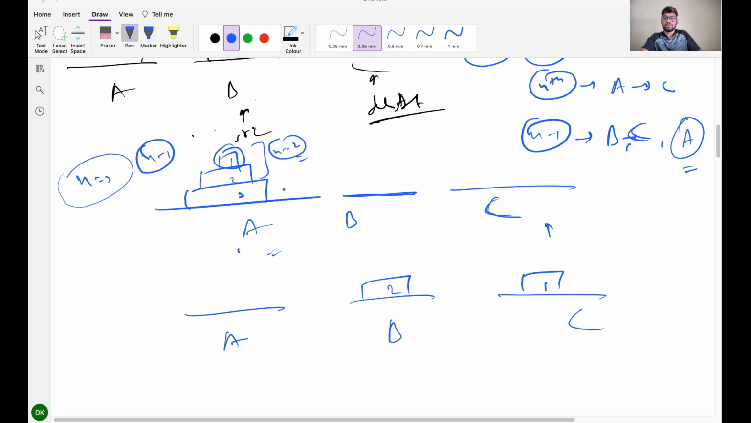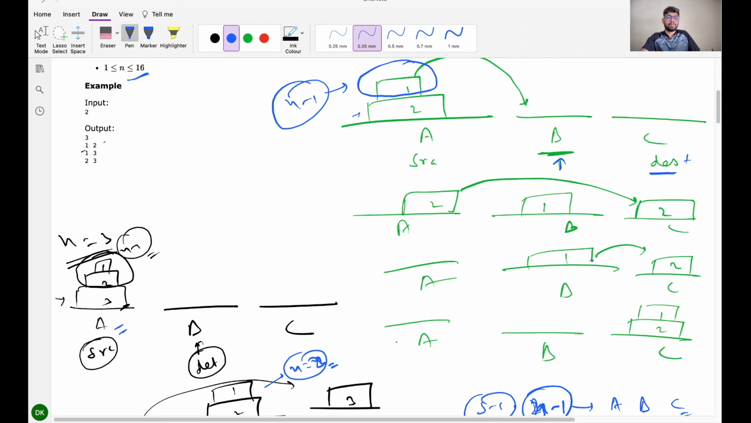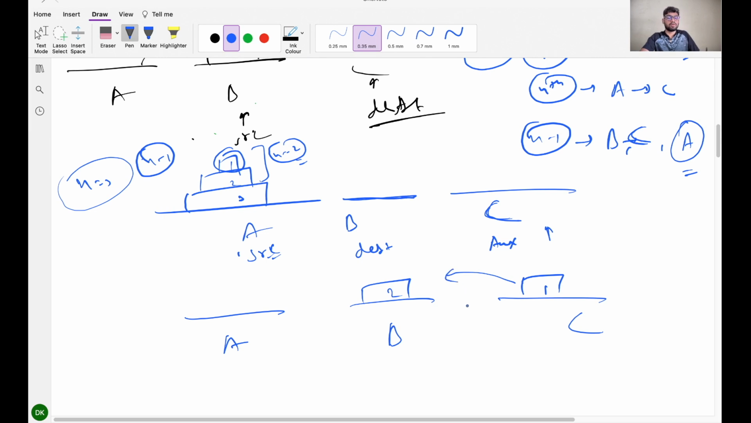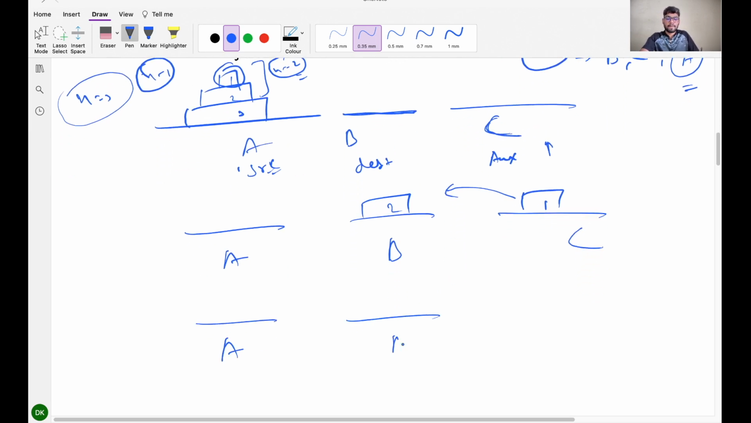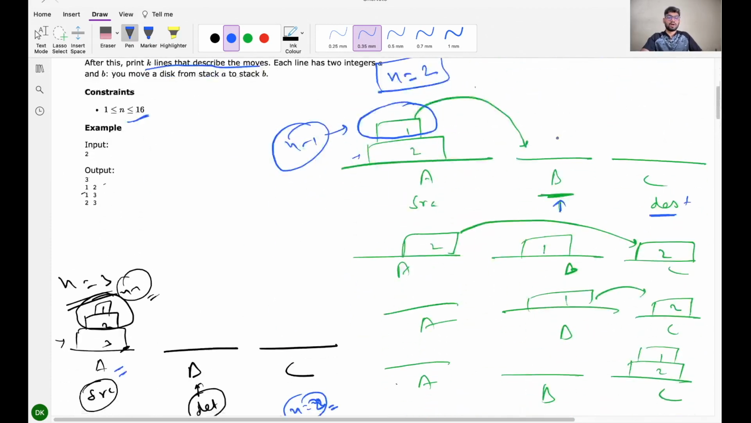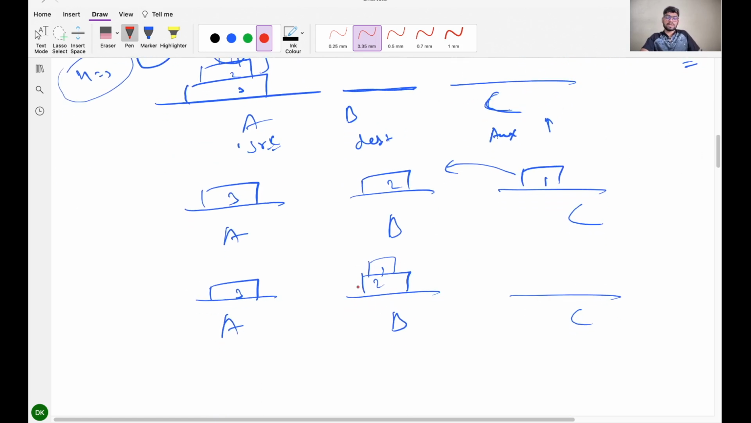For this n equal to 2, this would be my source, this would be my destination, and this would be my auxiliary. After that, I place disk 1 from the auxiliary to the destination. So again I place disk 1 from auxiliary to destination, A, B, C, that is 2, 1, and disk 3 is remaining on A. So I have completed my first step, which means I have placed all my n minus 1 disks from A to B.